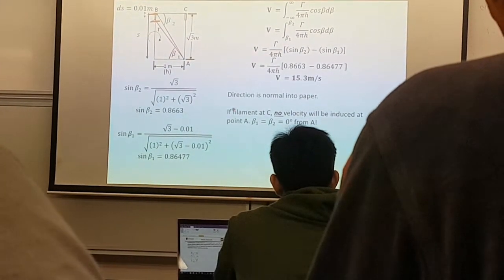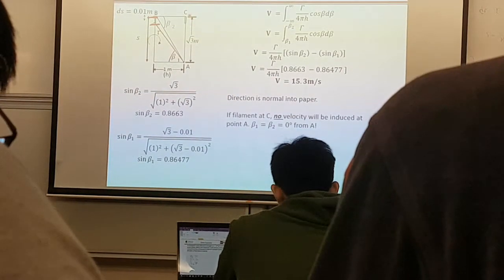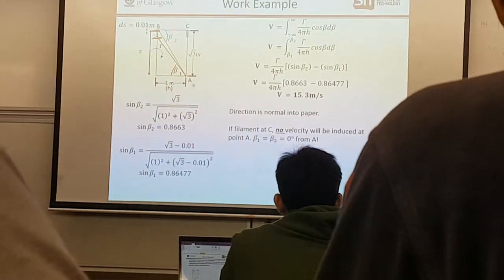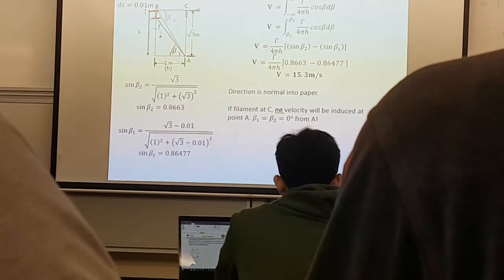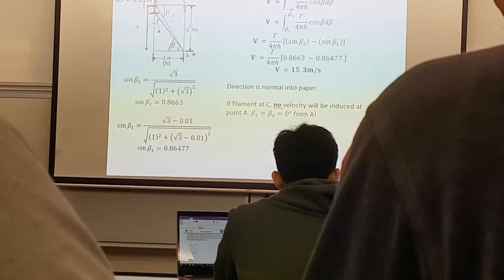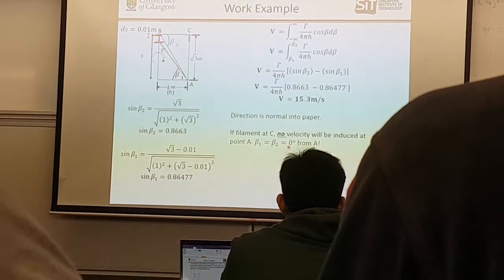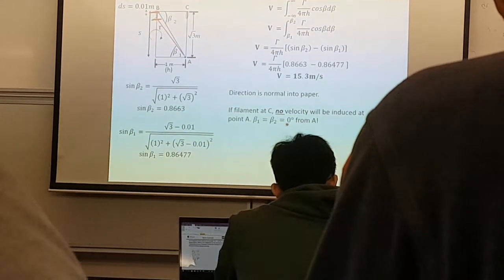The other important thing is this: if I do a filament analysis at point C, and I want to know the induced velocity at point A to point C, you realize there's actually no induced velocity because beta 1 and beta 2 are 0 degrees. Therefore, the V value will be 0 also.